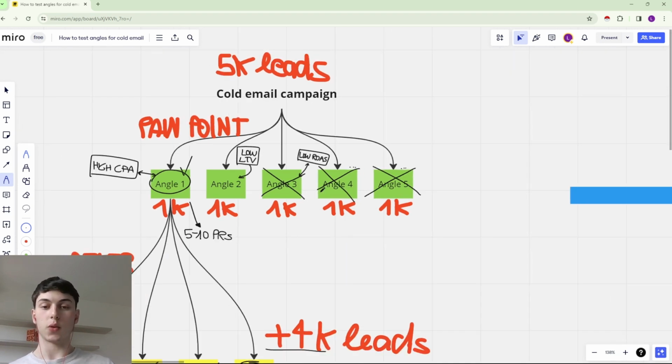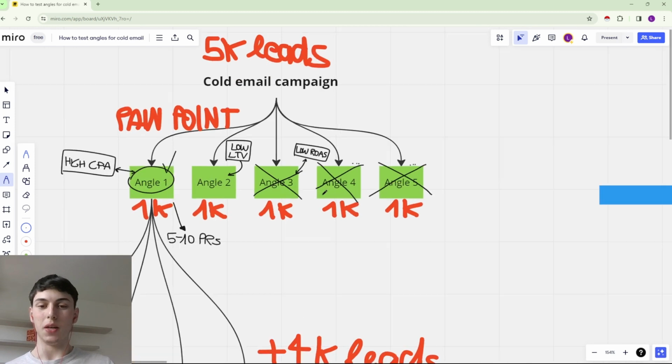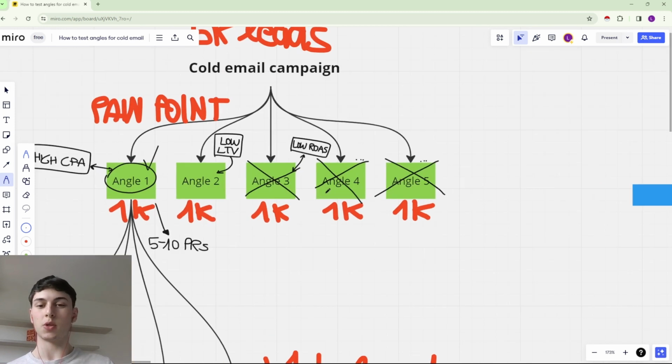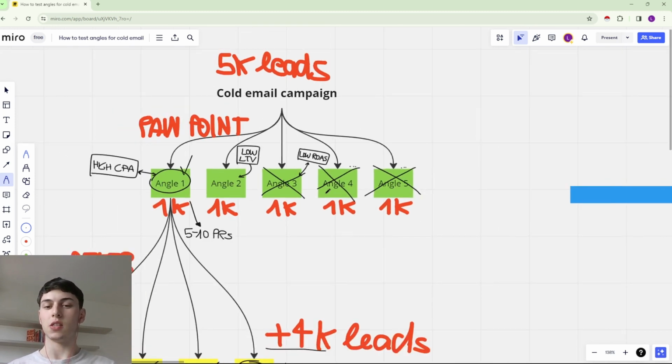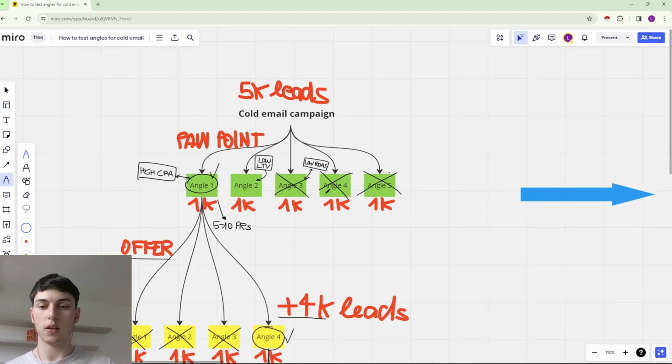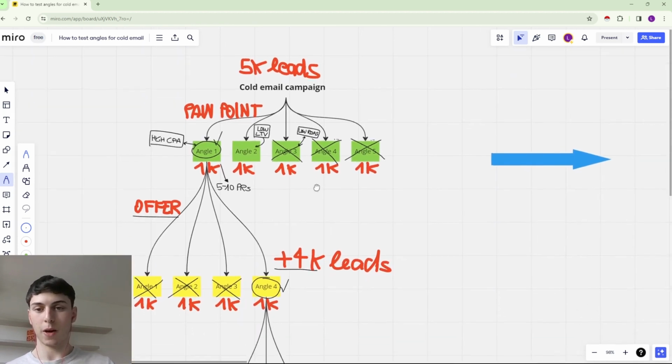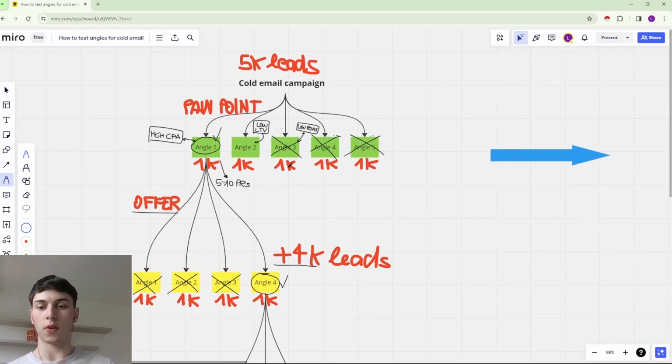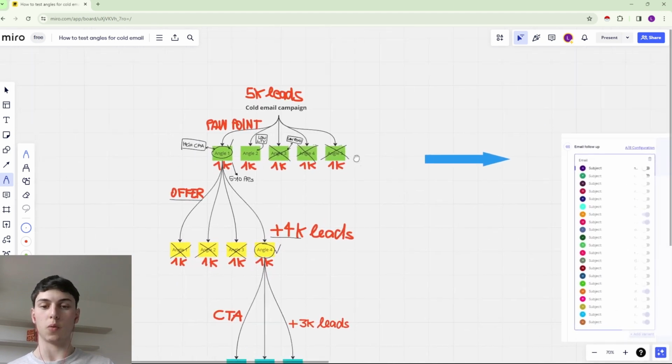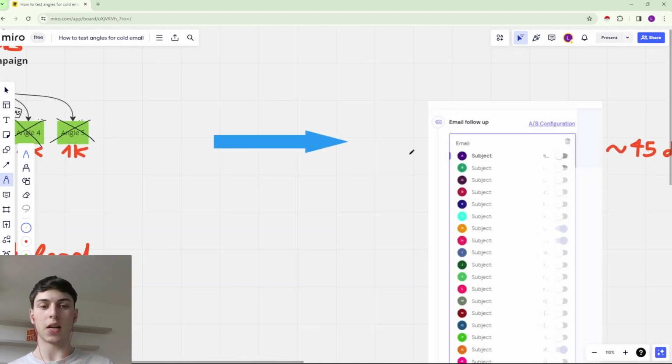This difference in the results cannot really be seen when you're split testing subject lines. A subject line is not going to get 10% and another in the same campaign is going to get 50%. It's not really how it works. So that's why, in my opinion, those variables, pain point, offer, and CTA are the most important ones. Now let's go over an example here.